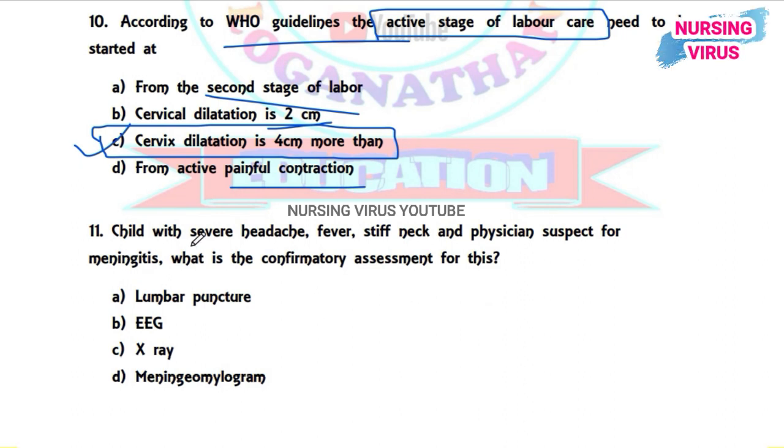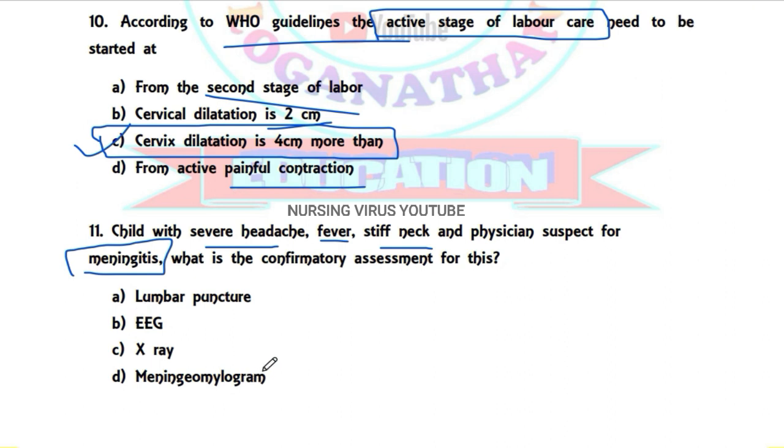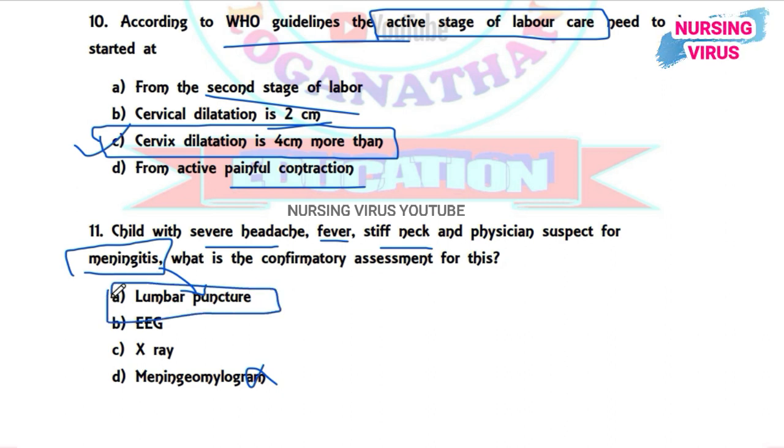And the next one, the child with a severe headache and fever and stiff neck and the physician suspects meningitis. So what will be the confirmatory finding for this patient? The options are lumbar puncture, EEG, X-ray and meningomyelogram. So we don't have such kind of examination, so we can eliminate this option and directly go for confirmation of meningitis. The lumbar puncture is the ideal test for identifying the confirmation.